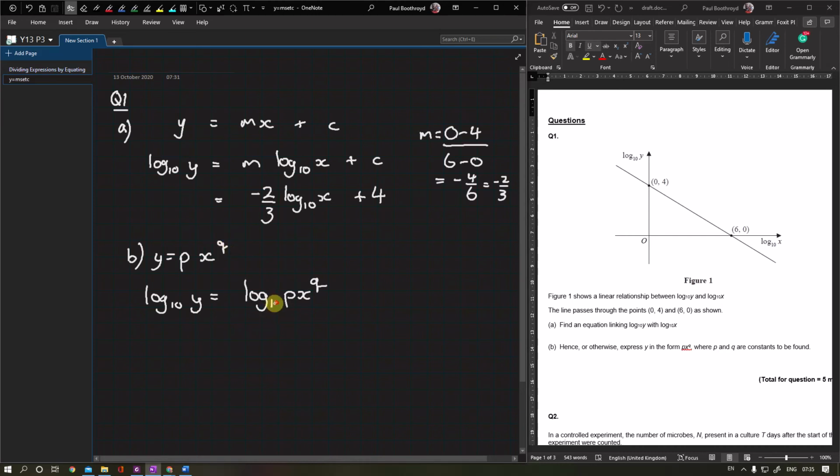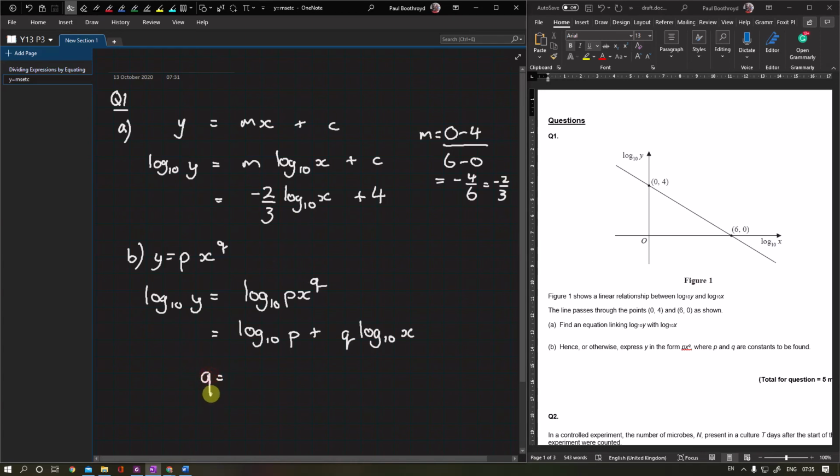And with these logs we start applying the rules. So the first rule is the multiplication rule, which means the two logs add. So log p plus log base 10 of x to the q, and the power rule, which says that the q can actually come out and multiply by the log on the outside. So compare the two.